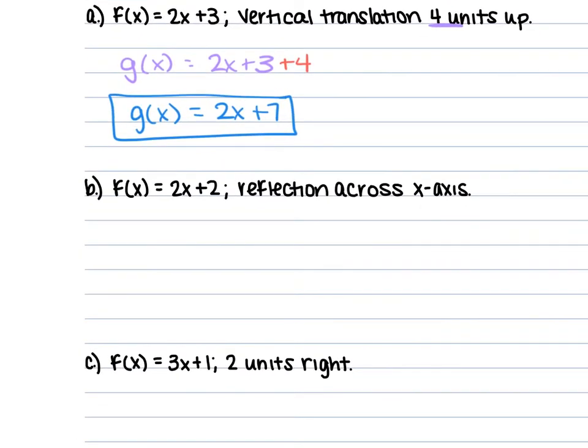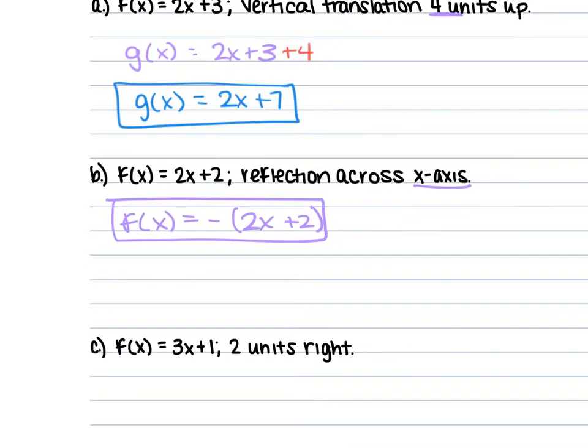For b, we have f of x is equal to 2x plus 2, and we have a reflection across the x-axis. Reflection across the x-axis is outside parentheses, so it's just going to go in front of this. So we are going to have g of x is equal to a negative times 2x plus 2, because again, it's outside. So that negative is going to go outside of the 2x plus 2, so you're going to have to put parentheses around the 2x plus 2. Oh, and this is g of x, not f of x, I'm sorry. So g of x, there we go.